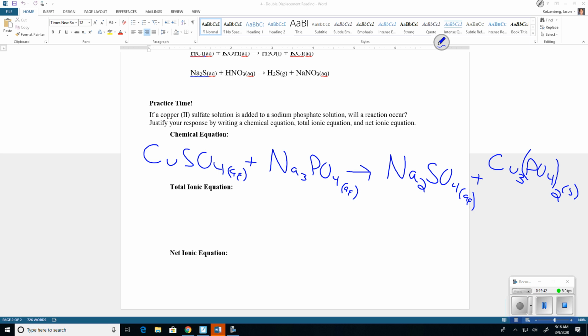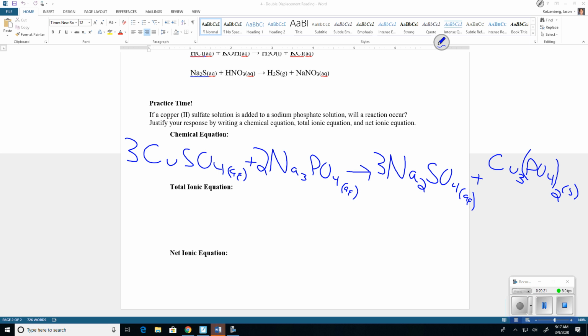Now, I have to balance the equation as a whole. For example, I have 3 coppers on the product side. I'm going to put 3 coppers on the reactant side. But now that gives me 3 sulfates on the reactant side. I'm going to put 3 sulfates on the product side. That gets me 6 sodiums on the product side. Now I have 6 sodiums on the reactant side. 2 phosphates on each side. This equation, a little bit more work, but is now balanced.